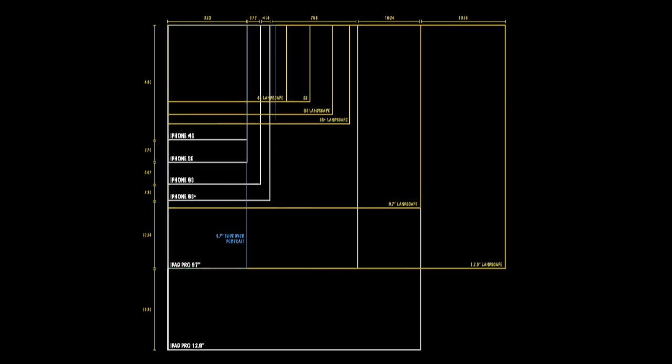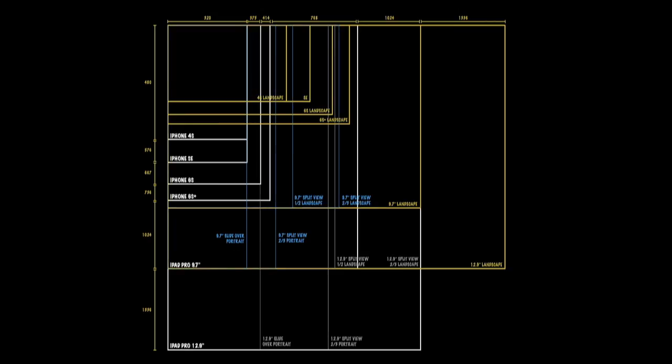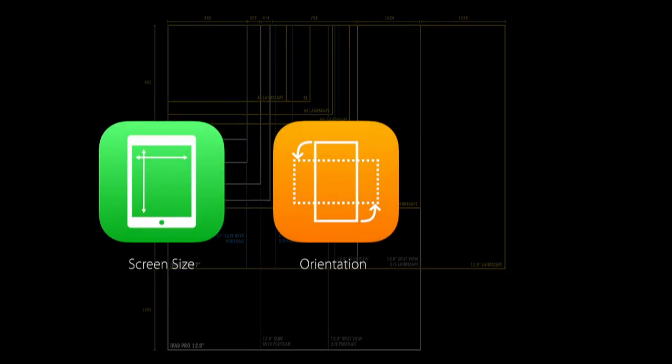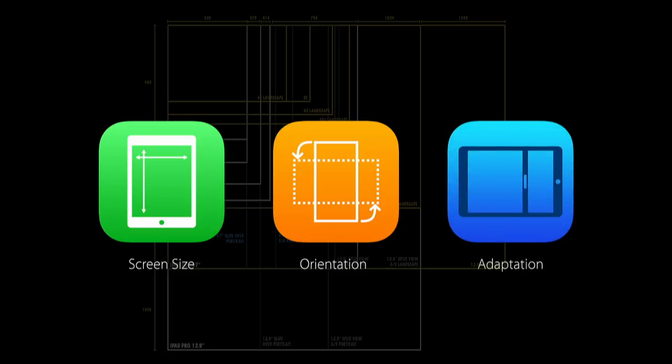Your application can be in a lot of different sizes. This is humorously a simplification of what some of those sizes are. And when you look at this, there's kind of three axes of customization that stick out. So first is the screen size. Second would be the orientation. And third would be something that we call adaptation. This would be like which multitasking mode you're in.